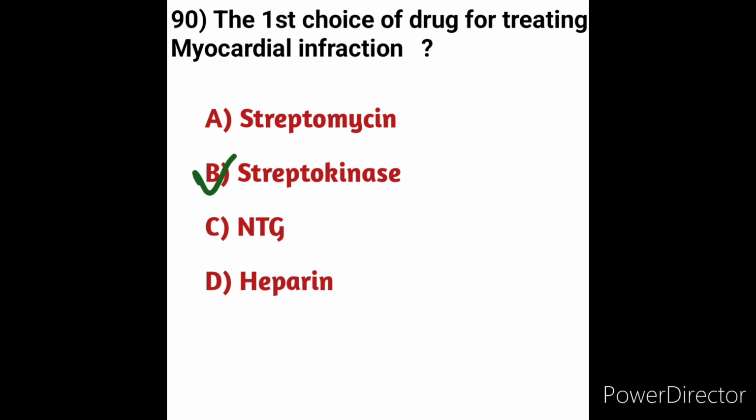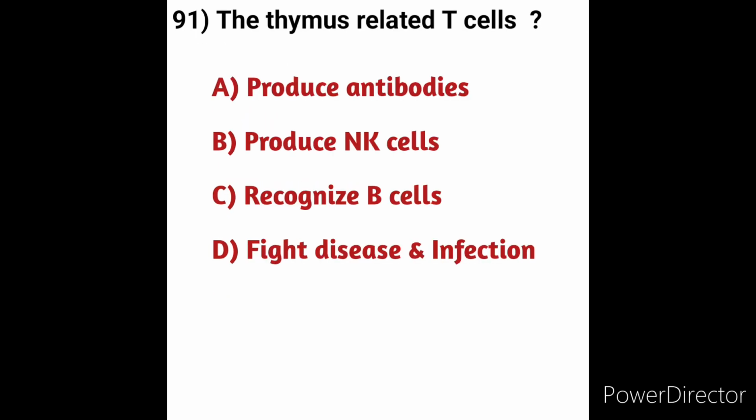We will move on to question number 91. The thymus related T cells. We will see here the options. Option A produce antibodies, option B produce NK cells, option C recognize B cells, option D fight disease and infection. The thymus gland is located behind the sternum and between the lungs. The thymus is a small gland in the lymphatic system that makes special white blood cells called T cells.